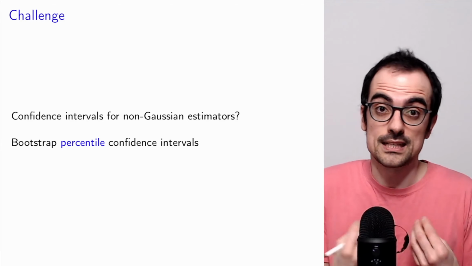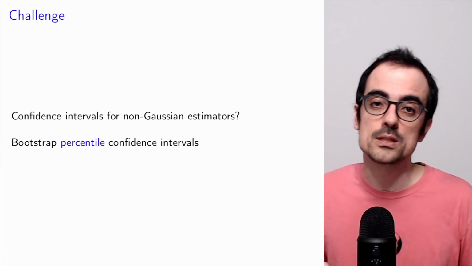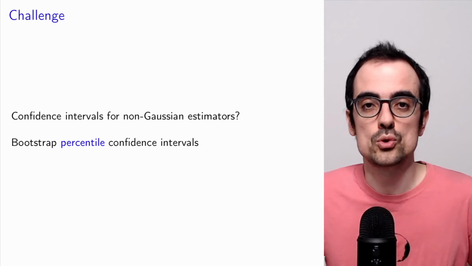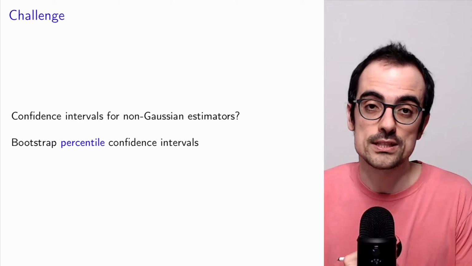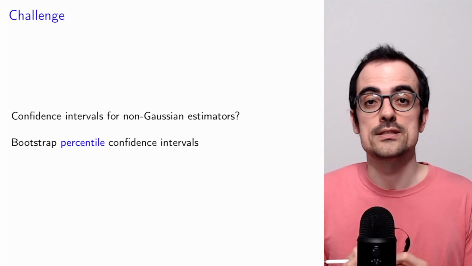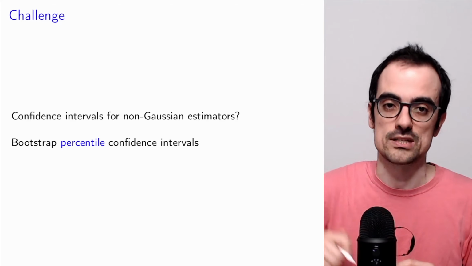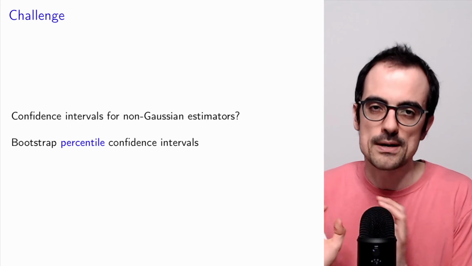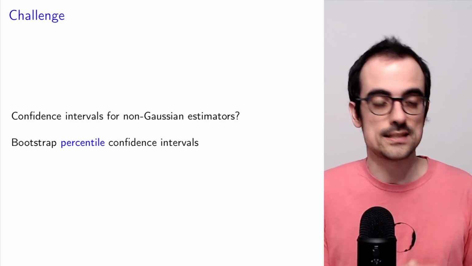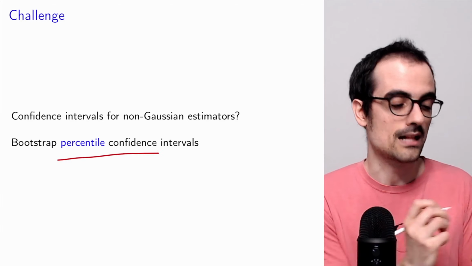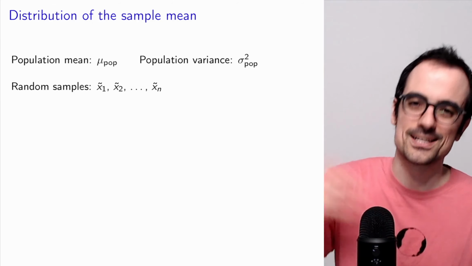It turns out that there's a type of confidence interval called the Bootstrap percentile confidence interval that can be applied to the correlation coefficient and other estimators that are not necessarily Gaussian. The reason is because they can be transformed to have a Gaussian distribution by a monotonic transformation. We're going to talk more about that in a moment, but first let's explain what is the logic behind these percentile confidence intervals. And for that, we're going to go back to the sample mean.